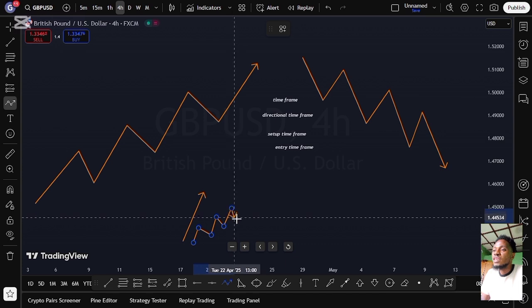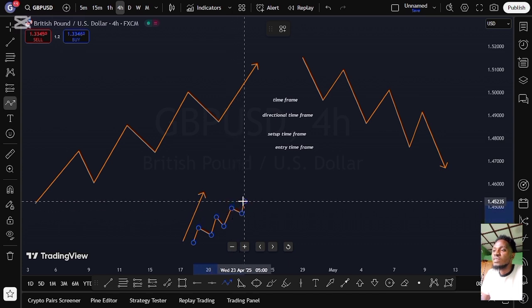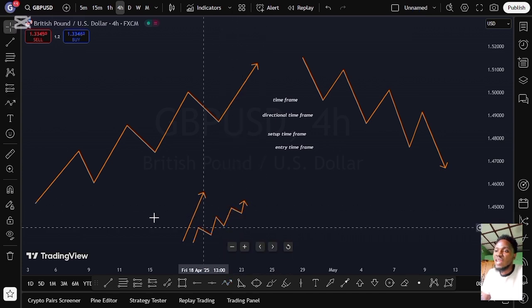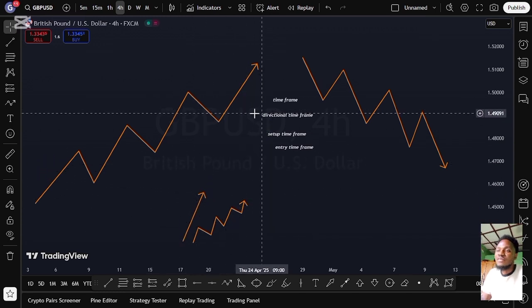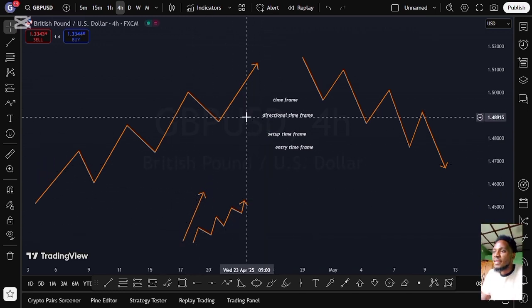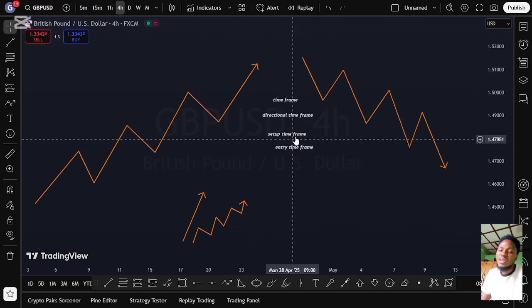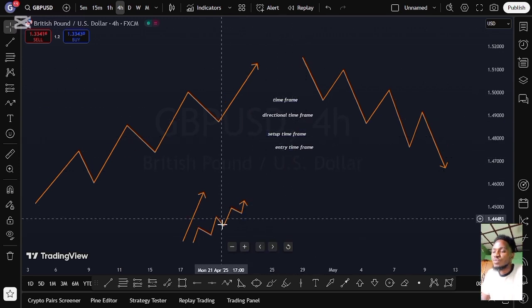So if you keep looking at the weekly, you might not get an entry to ride this bullish move. That's why I said my directional time frame is weekly. Then my setup time frame is my daily. All right, hope you're getting the gist.